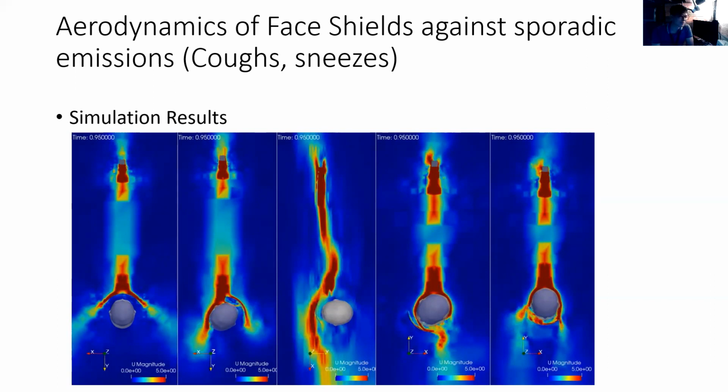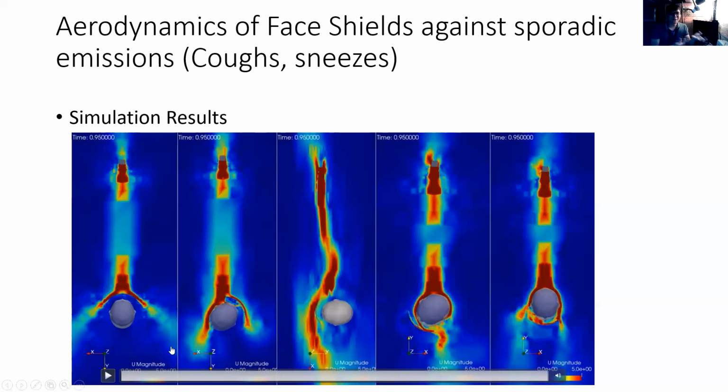And of course, if you're facing from the side, since the face shield is on the front, there's no protection at all. What's worse is when the emissions are coming from the back. Supposedly, without face shields, the jet will just breeze over you. However, with the mere existence of the face shield itself, the jet is actually redirected towards your face.